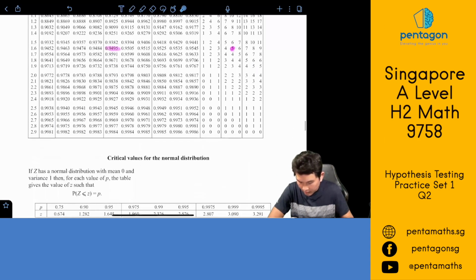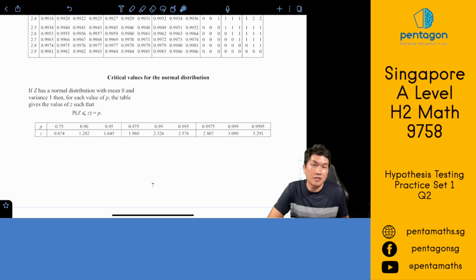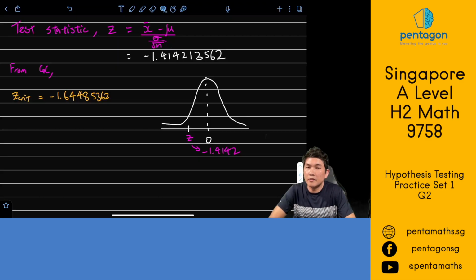In fact, they actually have simplified it for you. So if you want an area of 95%, they actually have looked that out for you over here, 1.645. And if you want it to be on the left tail instead, then you have to use a negative value. So this is how you can use the MF26 instead of using your GC. So now that we have the critical region, let's update our sketch. The critical region is going to be the left tail. And as you can see, since our test statistic is not within the critical region, we do not reject H0.